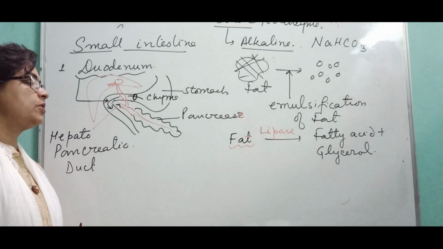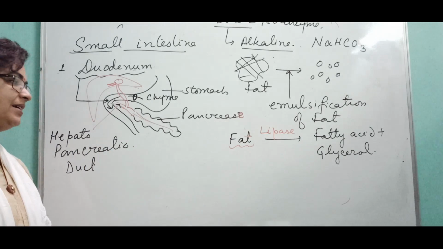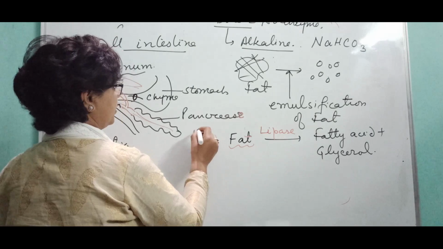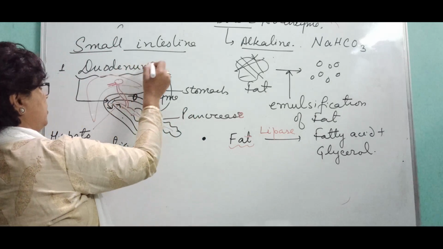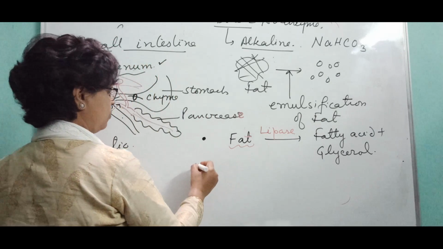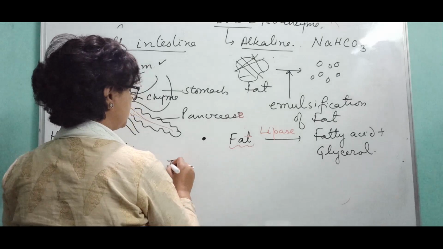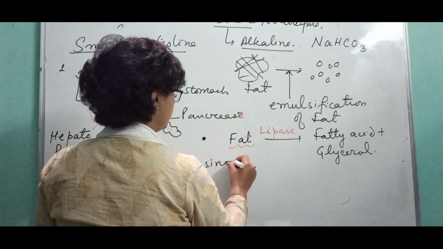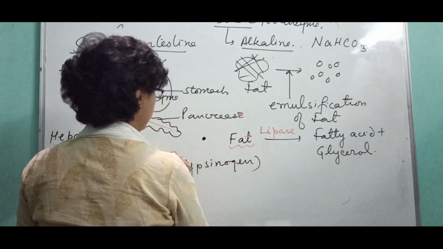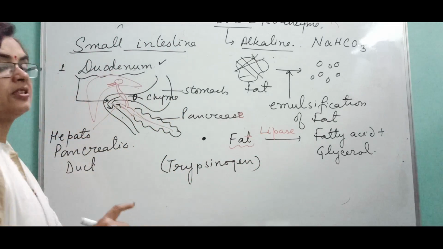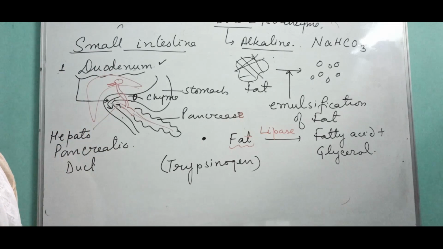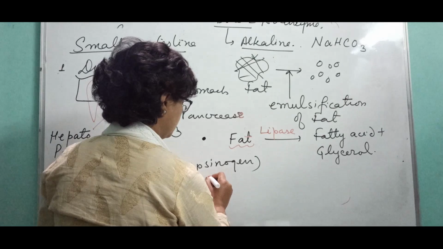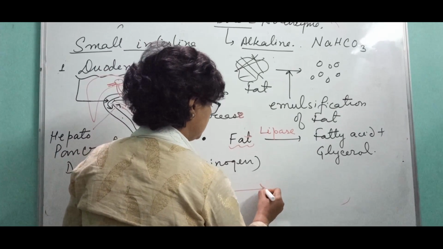Next, the pancreas also secretes a digestive enzyme which is responsible for the digestion of protein. So what is the name of that enzyme? This is one part of digestion in the duodenum. Here we are, this is the organ. The second enzyme is trypsinogen. This trypsinogen is again inactive. That means this trypsinogen will be converted to the active trypsin.